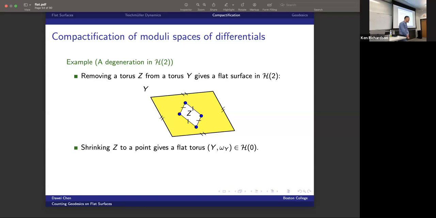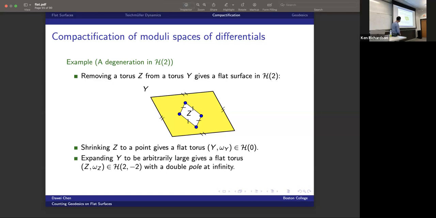It depends on your field. Some people feel that if the genus changes in the families, that's okay. But on many other occasions, you really want to keep the genus. It turns out you could consider an alternative viewpoint. You fix Z and let Y expand up to large. If you think of Y going up to be the entire plane, and you remove Z, then the structure you get corresponds to a meromorphic differential, a flat surface of infinite area, where at infinity you have a pole of your differential. You won't get finite area.